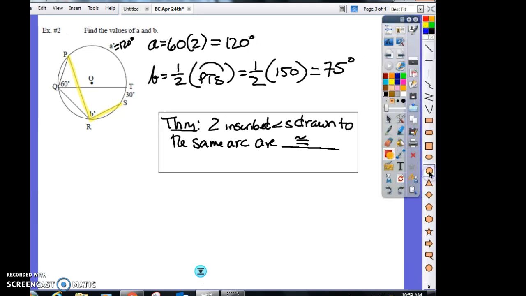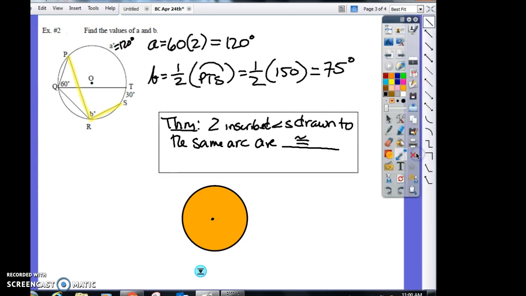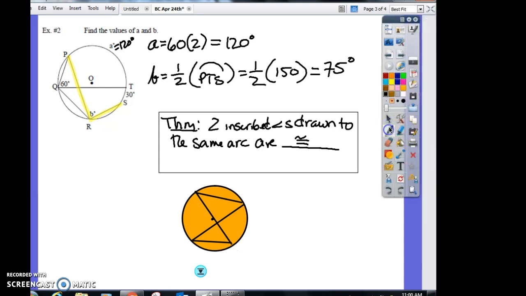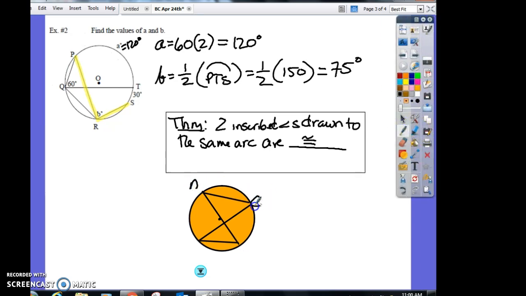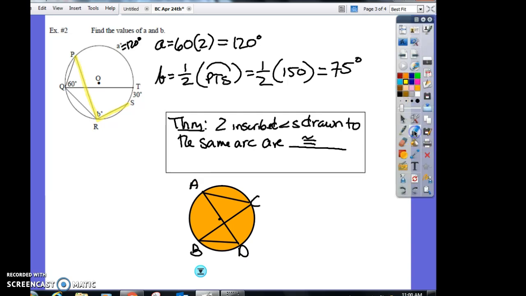So if I take a quick diagram, put the center in, let's get a couple chords going, I'll put a diameter in. Let's label this A, C, B, and D. If you take a look, angles C and D are both inscribed angles, and they're both drawn to the same arc. Watch me highlight them here.